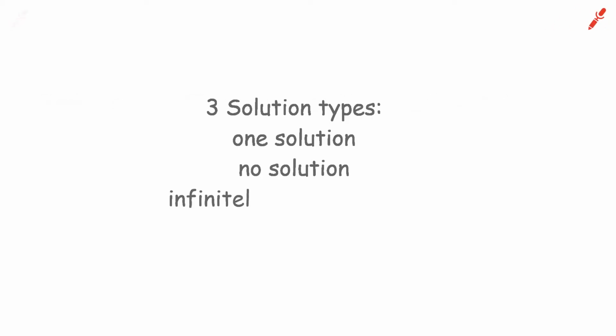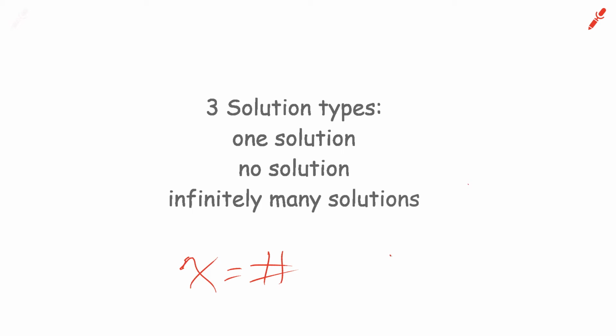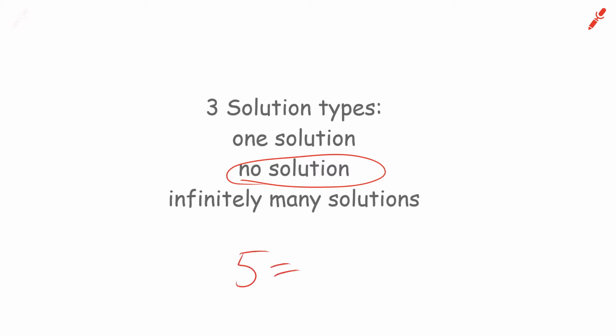We have three different solution types here. We have one solution, we have no solution, or we have infinitely many solutions. One solution is exactly what you guys are used to working with. It's x equals some number. Any number is applicable. This gives me one solution. No solution is when my variable drops out and I get something like 5 equals 3. 5 doesn't actually equal 3, so that would give me no solution.